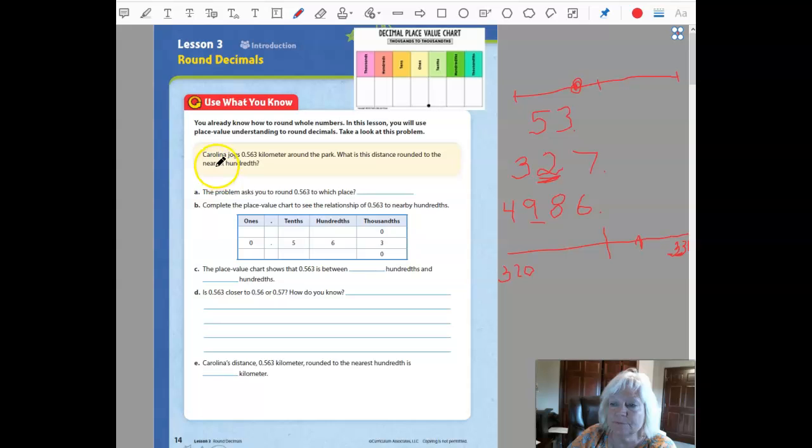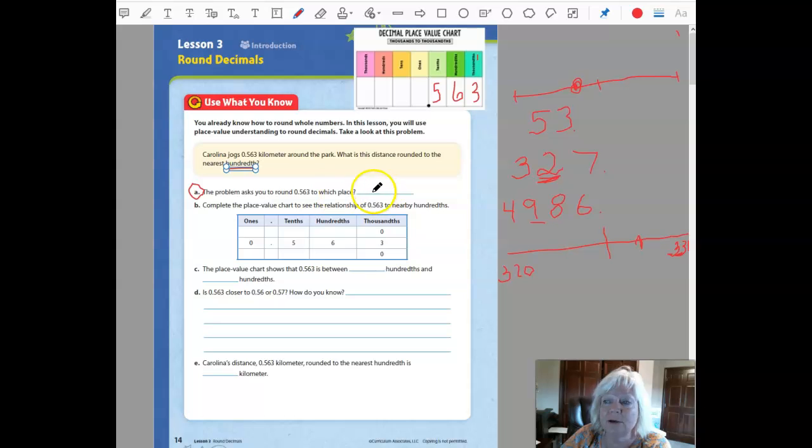We're going to round decimals. Carolyn jogs 563 thousandths. And I know how to say that because if I put the 5 in place, the 6 in place, and the 3 in place, wherever the last number falls is the number that we call that. So I would know 563 thousandths. And what is the distance rounded to the nearest hundredth? So we always want to look at what it is that they're asking us to round it to. And of course, that's what problem or question A says.